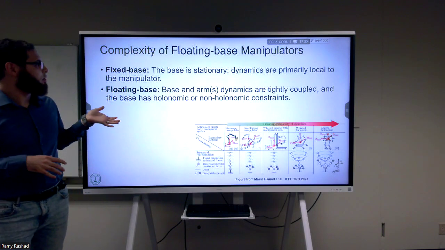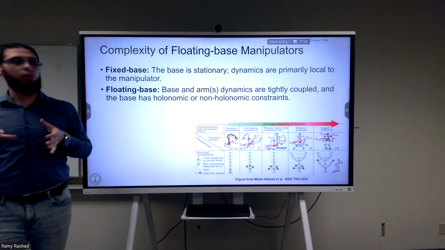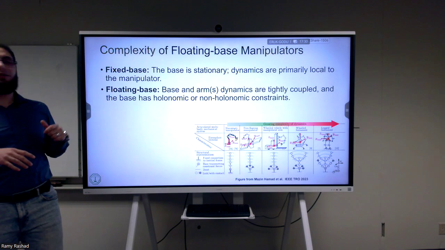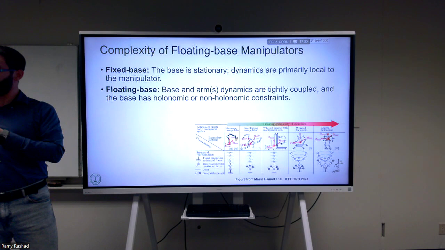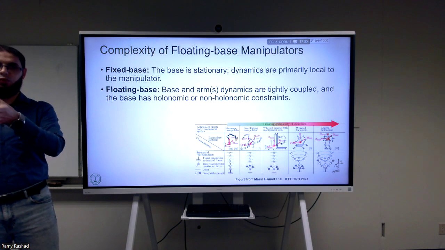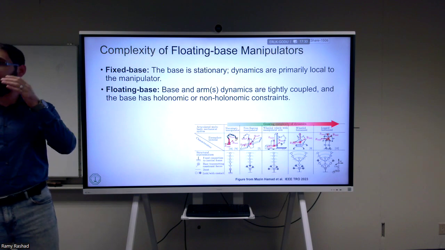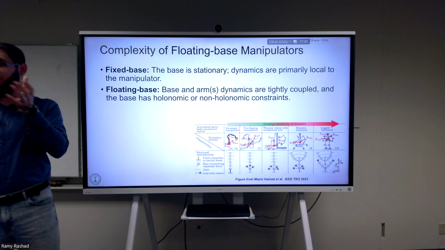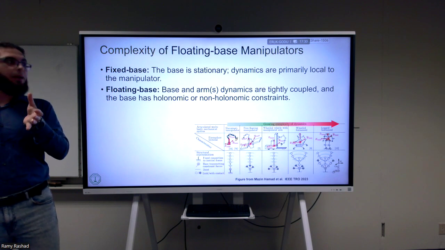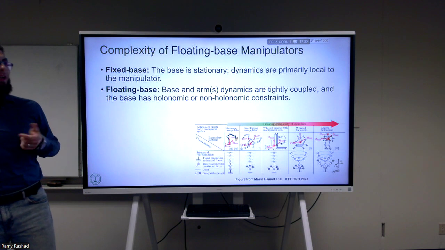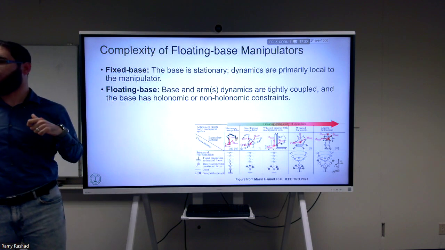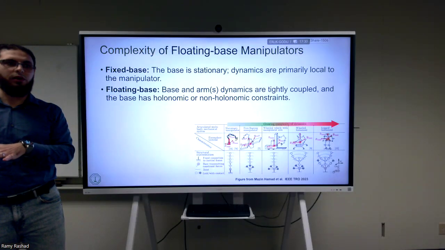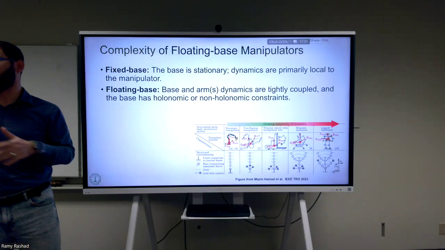When we have a fixed base manipulator, the base is stationary. The dynamics are usually local only to the manipulator. However, when we have a floating base, the base gets affected by the arms. If you have just a floating base and the arms start to move, you're going to find that the base is moving, and vice versa. If you have a robot arm and then the base starts to move, it will also affect the dynamics. So we have tightly coupled dynamics. And also the base might have holonomic or non-holonomic constraints, depending on whether it has wheels on the ground, whether it's moving with legs, and so on.